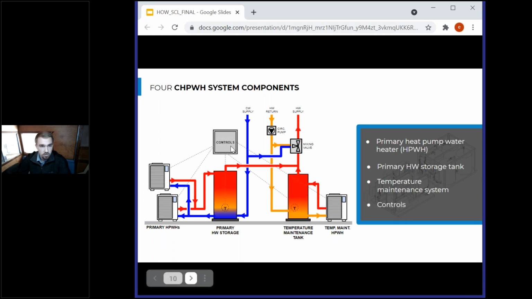And then we have the controls, which are the brain for the whole system. And these are extremely important as well because they tell the heat pumps when to turn on and off, which is really important because you need to make sure the heat pumps are turning on at the right time and not running at a time that could damage the heat pumps, or not staying off in a time where you might supply cold water to the building.